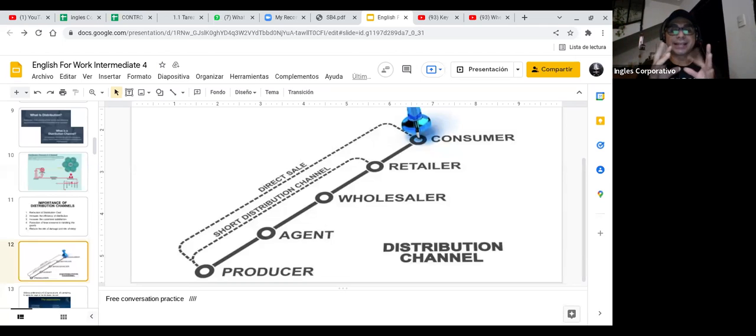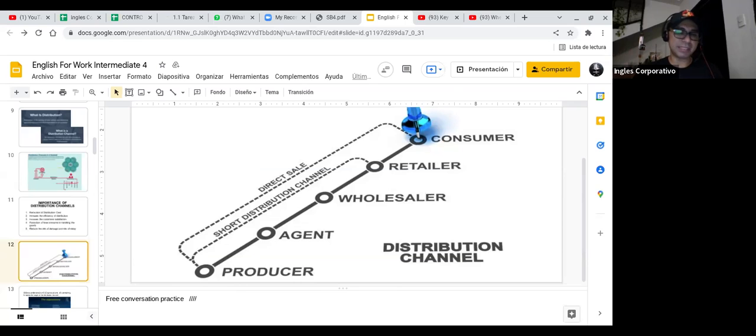So the wholesaler, for example, is going to be like 10,000 products. A retailer is going to be like 500 products that can sell to the final consumer, for example. It might be something like that. So sometimes a product can come from the producer to an agent, and then to a wholesaler, and then to a retailer, and then to the consumer. Of course, that makes the product more expensive for the consumer.